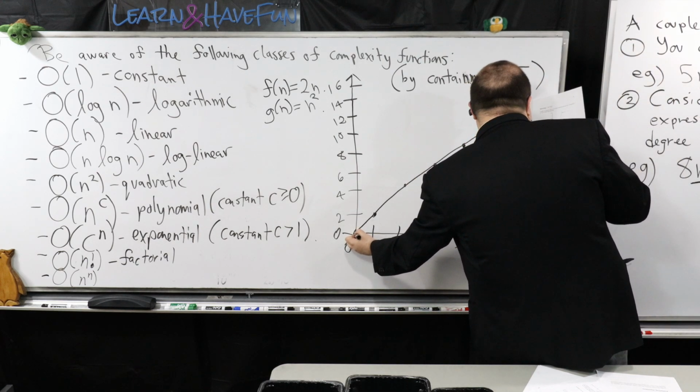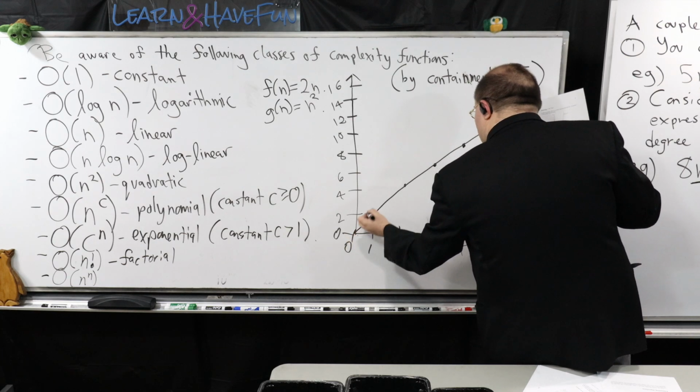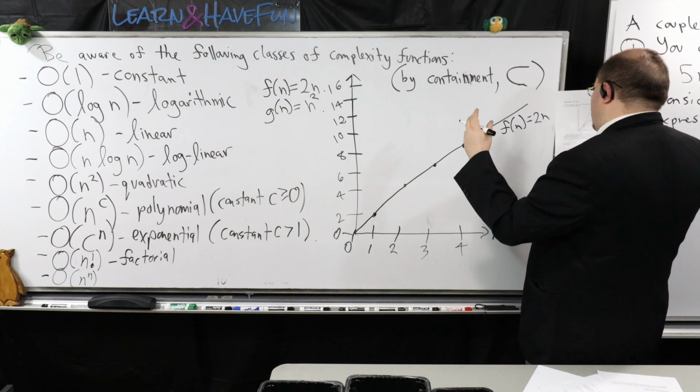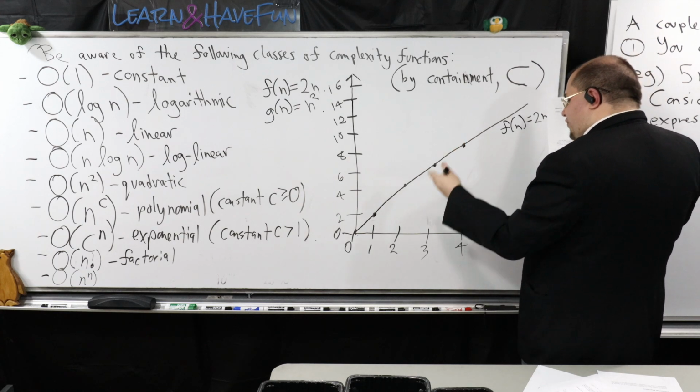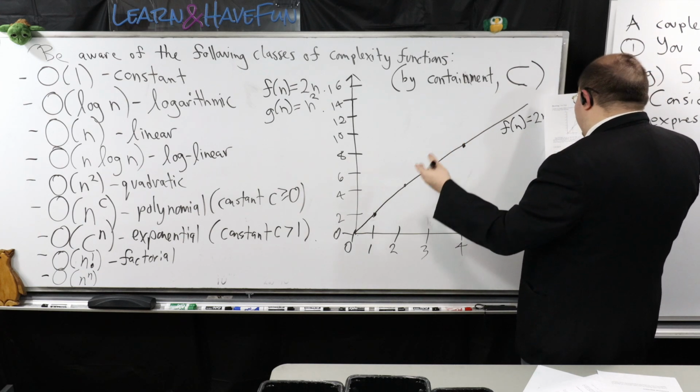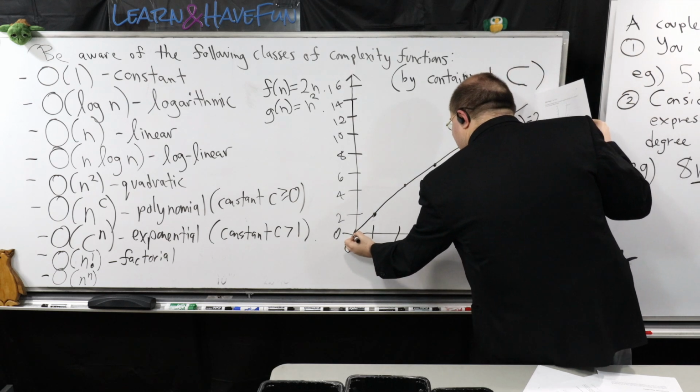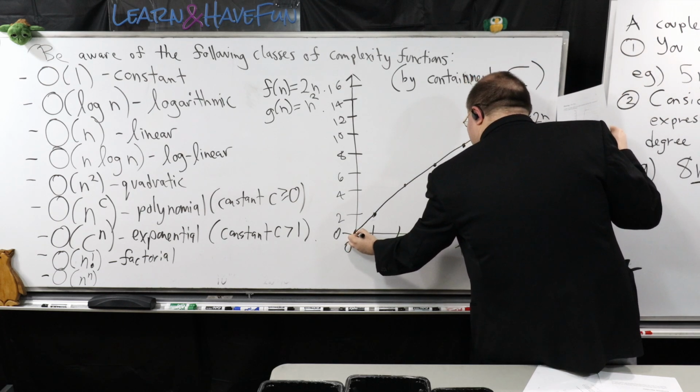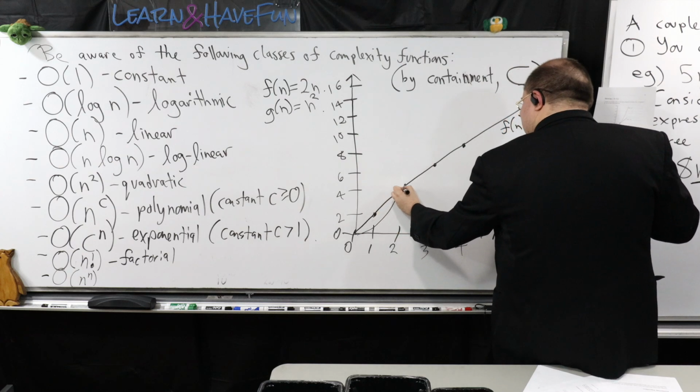So it'll be something like this, like 1. Because remember, 1 squared is just 1. 2 squared is 4. 3 squared is 9. So you're going to end up with something that looks something like this.